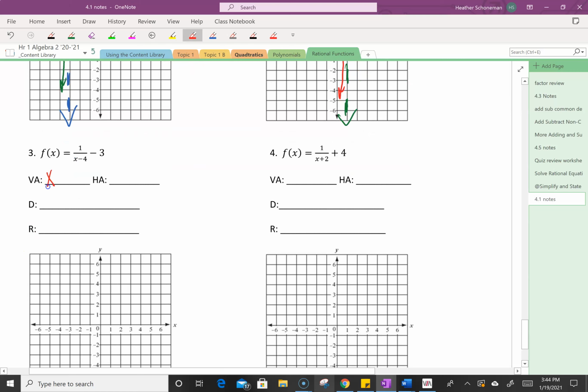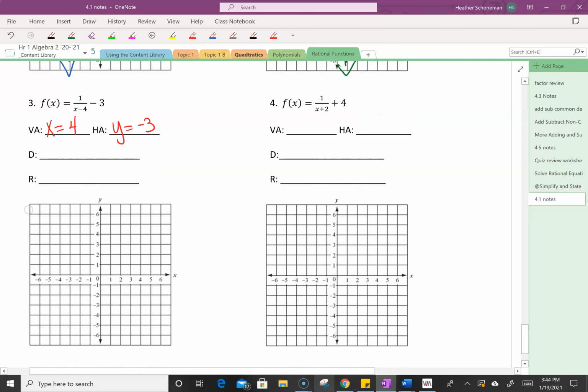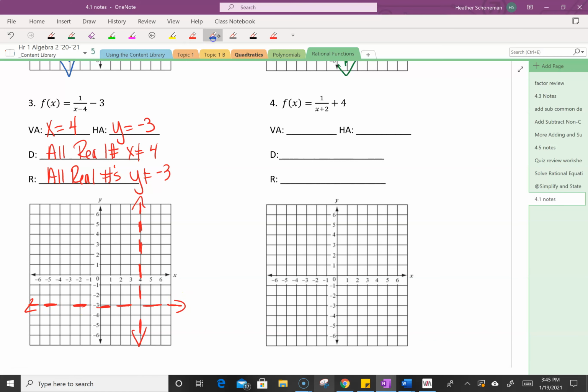So the vertical asymptote is x equals 4. Horizontal, y equals -3. So the domain is all real numbers, but x cannot equal 4, and the range is all real numbers, except y cannot equal -3. So I'm going to have a vertical line at x equals 4, showing me that my graph can never touch this line. And I'm going to have a horizontal line at y equals -3, showing me that my graph can never touch this line. So today we are going to have a sketch.